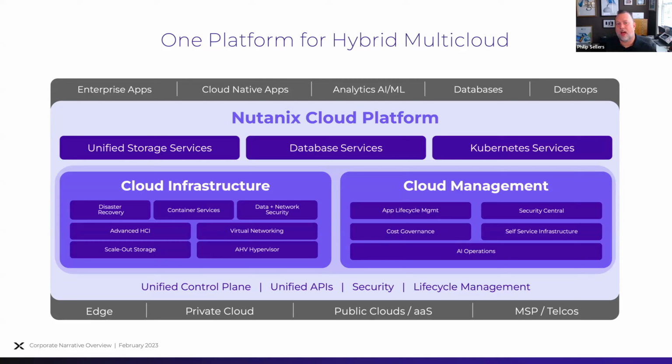There's a lot of things that may look the same between the two platforms, but are incredibly simplified here in the Nutanix platform. Today, what we want to do is not try to boil the ocean and talk about everything on this slide. We want to dig in specifically to the cloud infrastructure piece and the advanced HCI functionality plus the scale out storage. This is really the heart and soul of the Nutanix platform. Everything else that surrounds it really taps into this core technology.